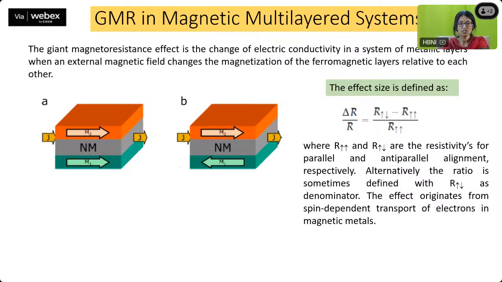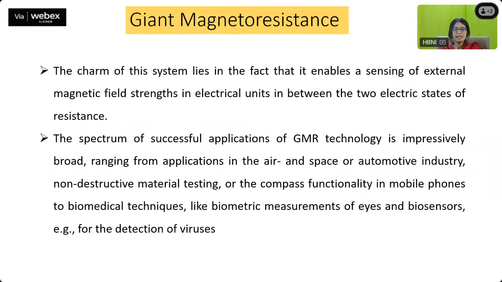So now you look into this: the giant magnetoresistance effect is the change of electric conductivity in a system of metallic layers when an external magnetic field changes the magnetization of the ferromagnetic layers relative to one another. So the effect size is defined as something like this. R parallel and R antiparallel are the resistivities for the parallel and antiparallel alignment respectively. Sometimes you can use it as the parallel, or as the case may be, you can also keep the denominator as the antiparallel configuration. So what is the charm of this system? This lies in the fact that it enables a sensing of external magnetic field strength in electrical circuits in between two electric states of resistance.